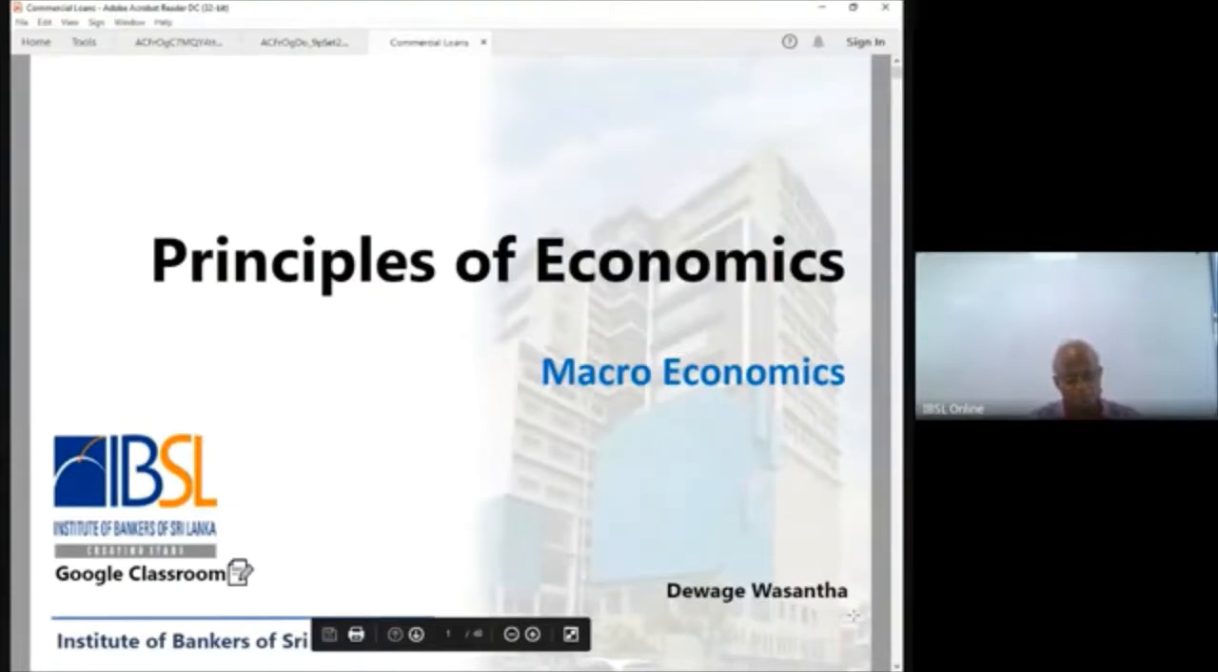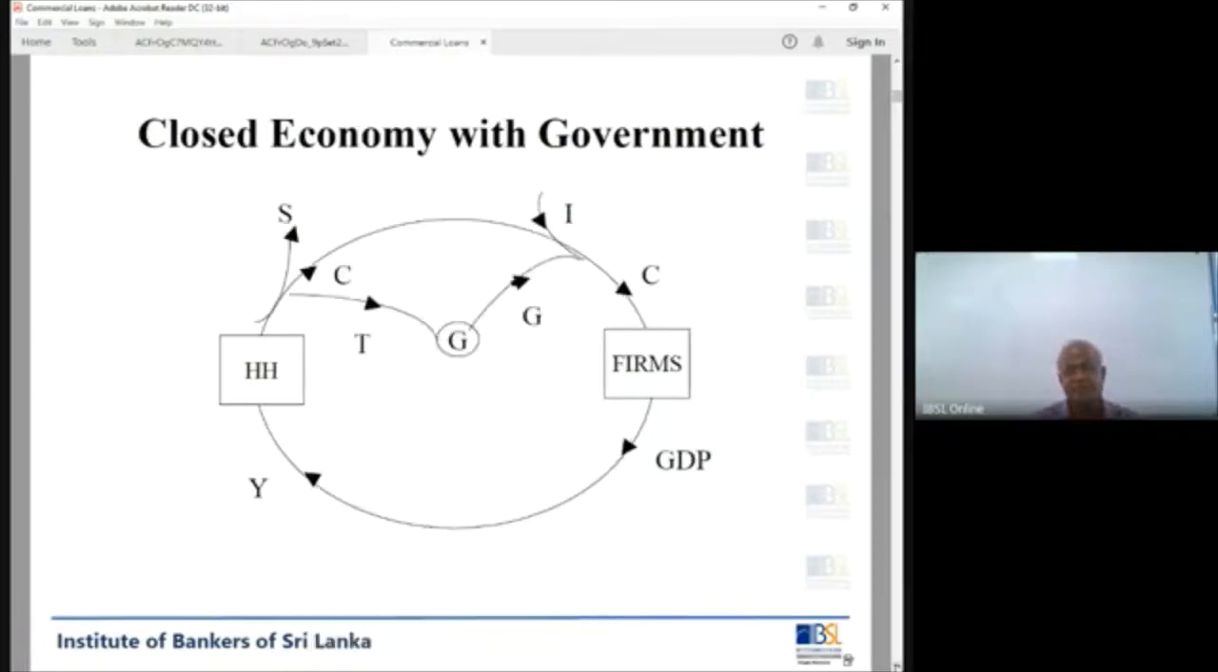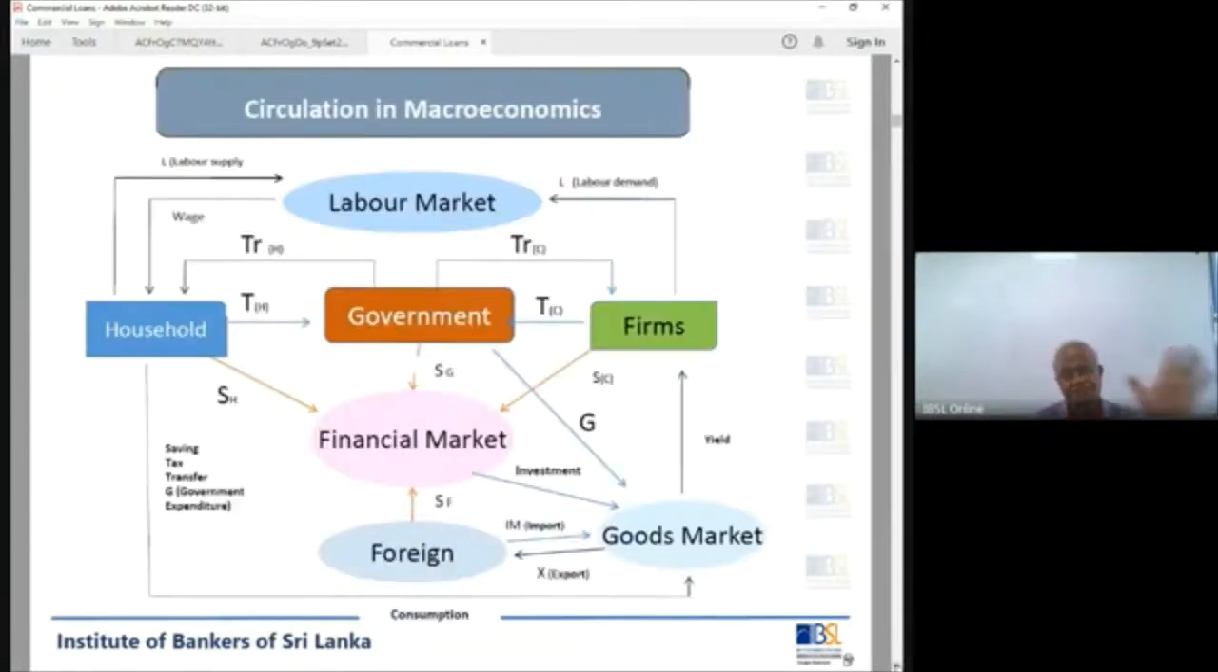The balance of payment account. Now we said, this is the introduction. Closed economy without government. Closed economy with government. Closed economy means no import-export trade. Then you have the open economy. We have X and M. GDP equals C plus I plus G plus X minus M. So this is the actual size and the activities, transactions of an open economy.